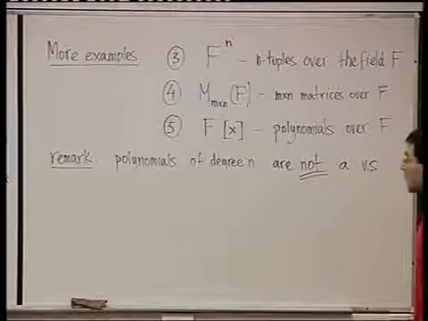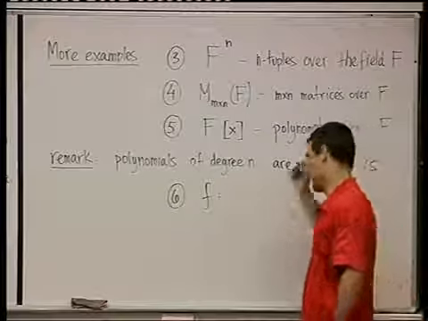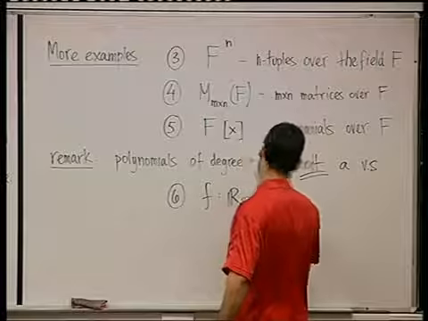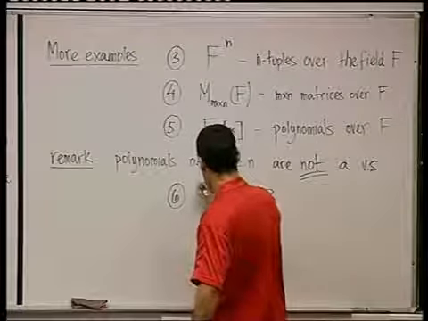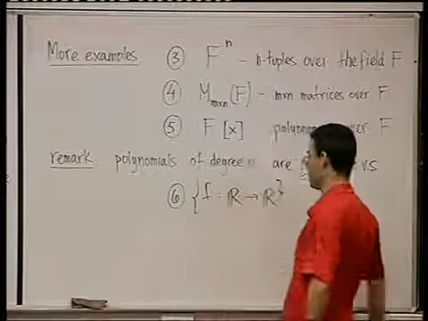6. Look at all the functions. You know functions, right? You're studying them in calculus, and you've met them before. All real valued functions, functions from R to R, for example. The set of all functions from R to R, any function that you want. It's a vector space. There's addition of functions, right, over R.